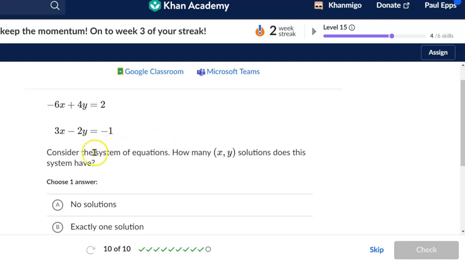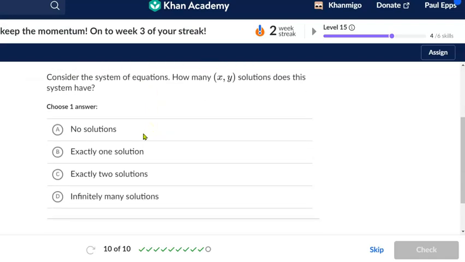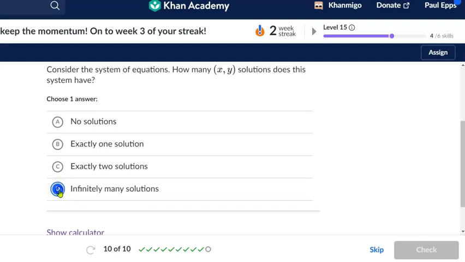So without going through an elaborate computation here, just take a look at the second equation and notice that if you multiply each of the coefficients by -2, you're going to get the first equation. So 3 becomes -6, -2 becomes 4, and -1 becomes 2. So those are the same equation, and it's the same line. So there are infinitely many solutions.